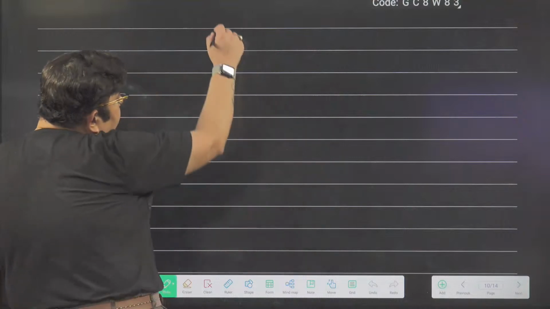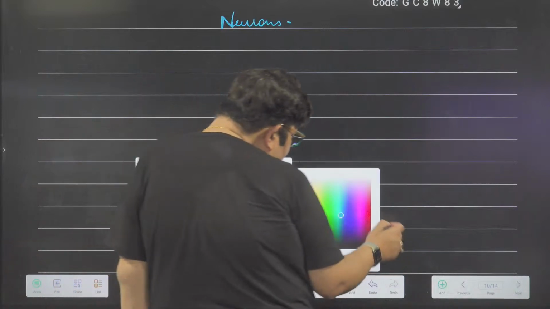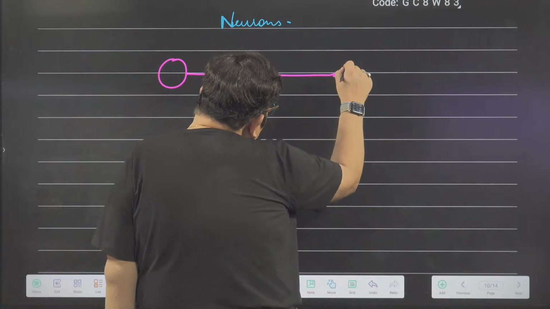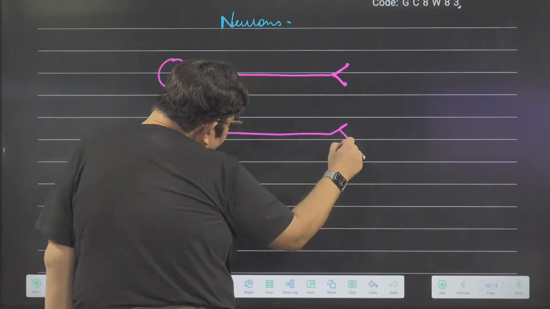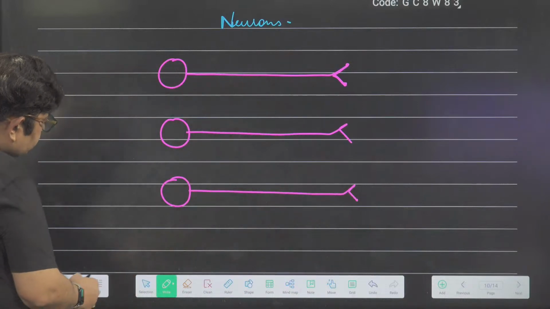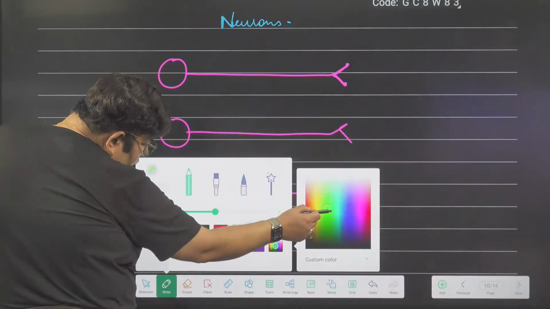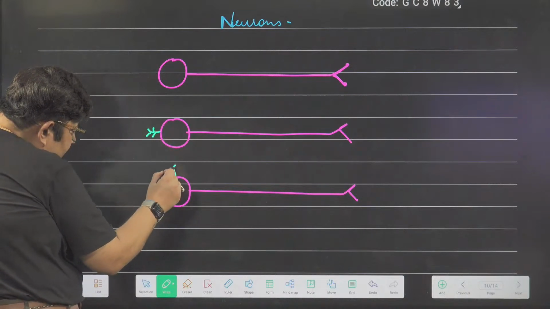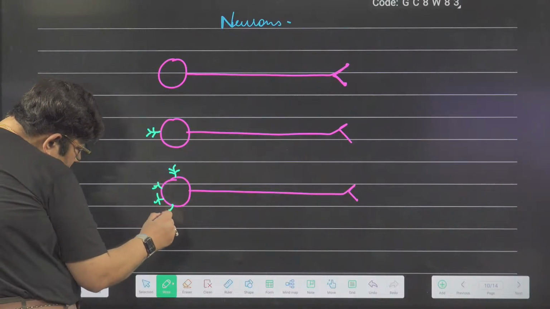Bacho, we can divide the types of neurons on the basis of how many dendrites they have. I said to you that minimum there is a cell body and minimum an axon. This is there in all types of neurons. Now there can be no dendrites in the first case. There can be only one dendrite in the second case. But in the third case, there can be more than one dendrite.